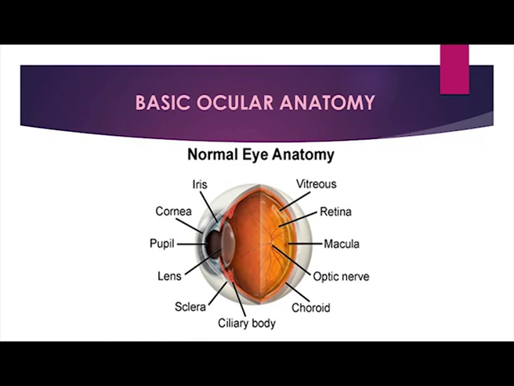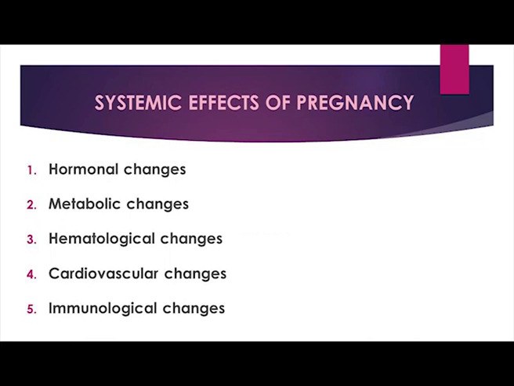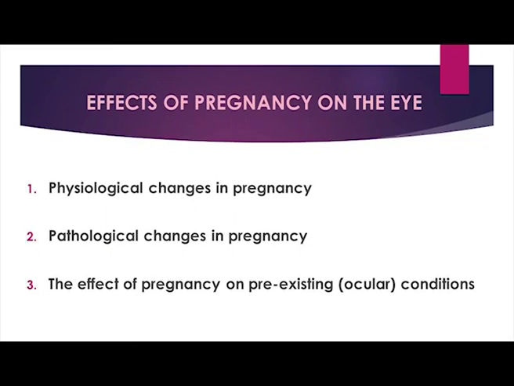all your neurons. Okay. So that's just a bit of background. I'm not going to teach you this because you guys know this better than I do, what the different systemic effects of pregnancy are. But this is obviously the basis as to why we see what we see in the eye during pregnancy. So it's a combination of hormonal changes, metabolic changes, hematological, immunological, and cardiovascular. So if we're going to divide the way pregnancy affects the eye up, the best way to do it is look at what physiological changes occur, what pathological changes occur, and what pregnancy does to pre-existing conditions.